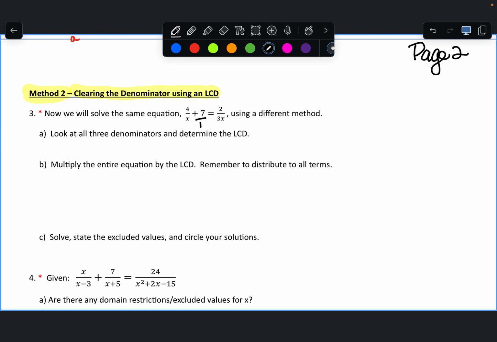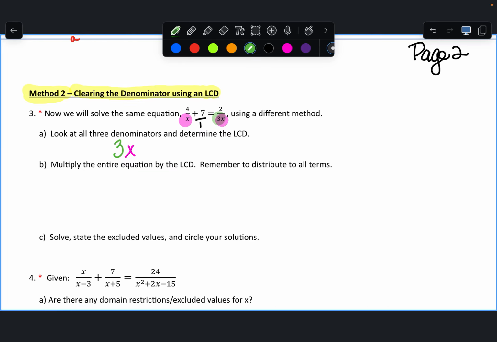They want you to do the LCD or the common denominator. So really all you have to do, remember, is grab this x and this x. So I know I'm going to have an x in my denominator. And then the only other thing I have left to grab is that 3 right there. So my common denominator, my LCD, is a 3x. And I just got it from looking at the denominators.